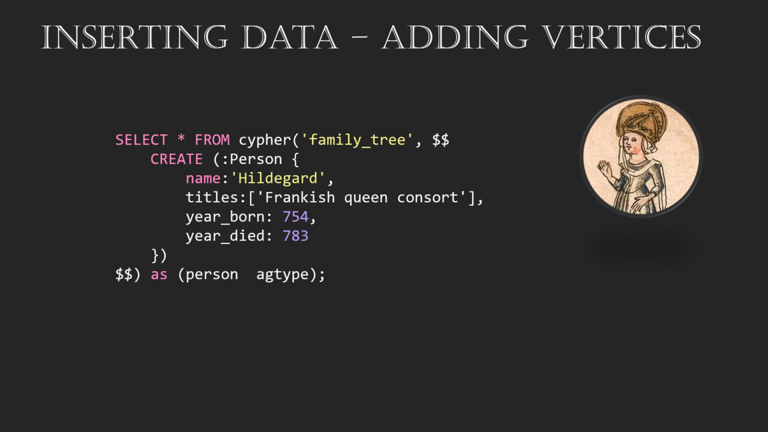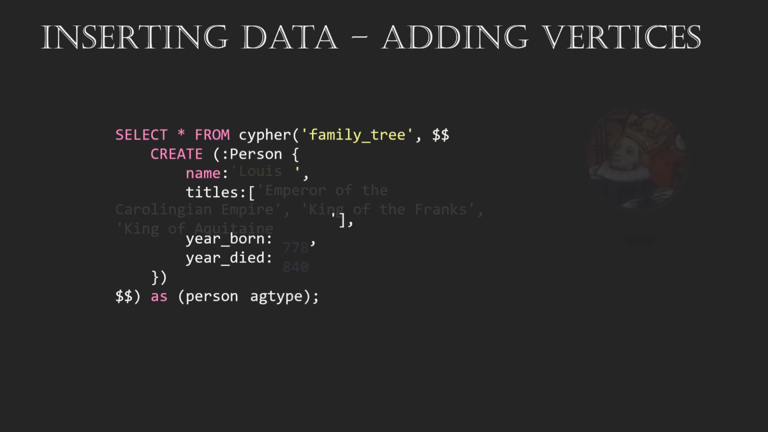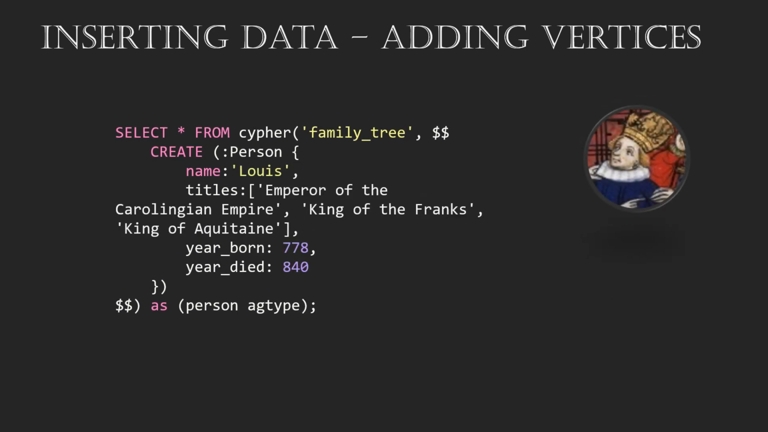Now let's create another vertex to represent one of Charlemagne's spouses, Hildegard. Hildegard and Charlemagne had 9 children together, but Louis was their only surviving son after Charlemagne's death. We will create him here too.